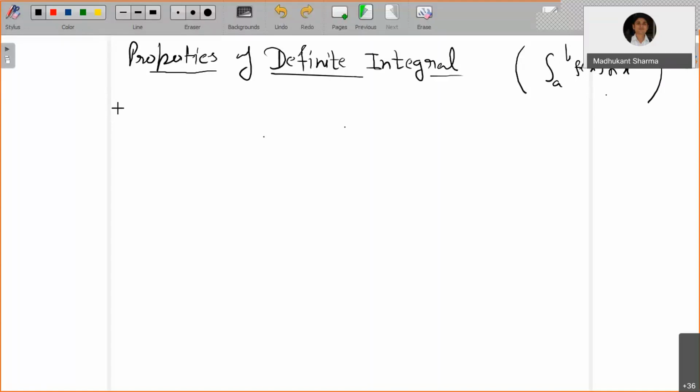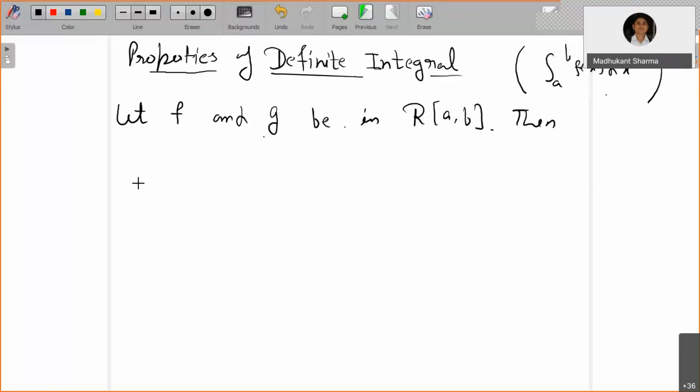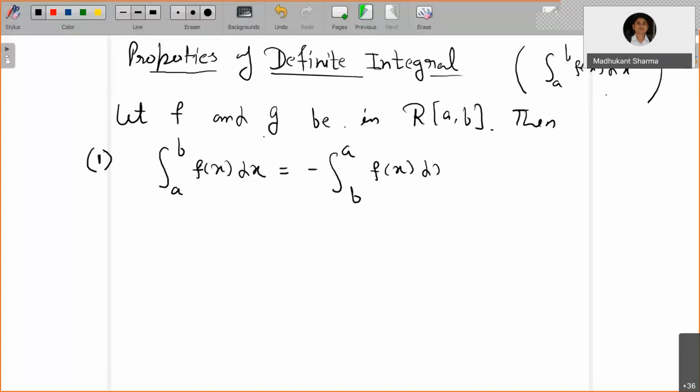Let f and g be in this class, Riemann integrable over this closed interval. Then one may define, and this is a definition, integration a to b f of x dx as the negative of the integral with the limits in changed order. If you change the order of the limits, you will obtain the negative sign. You can treat that as a definition.